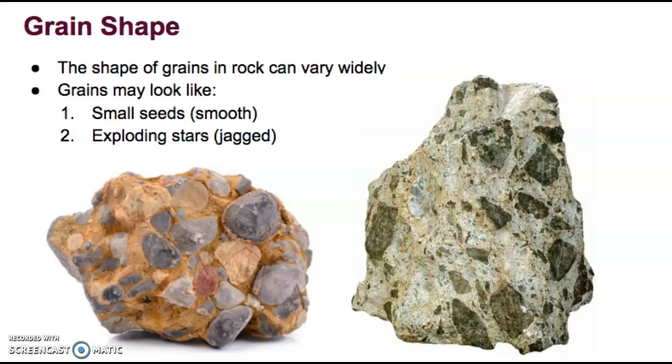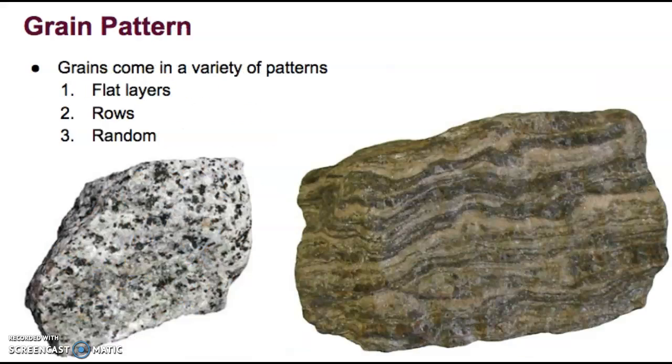The shape of the grains, the shape of the minerals that make up a rock, can vary wildly as well. Grains sometimes are going to be smooth, like this example of conglomerate on the left. Sometimes they're going to be jagged, like this example of breccia on the right. I'm sorry I can't pass these samples around to you like I normally would in class. I tried to find pictures that were clear that would make it easy to identify. So again, this is conglomerate on the left, and this is breccia on the right.